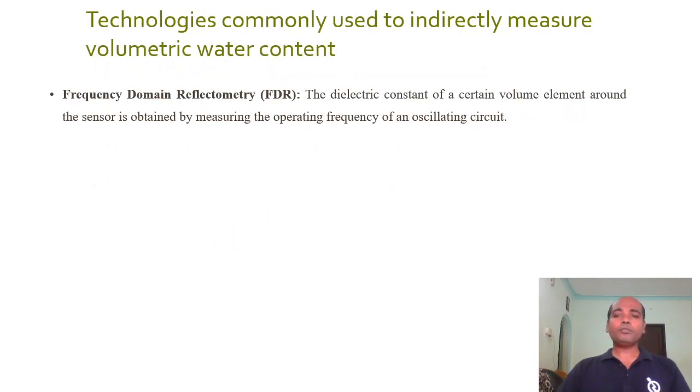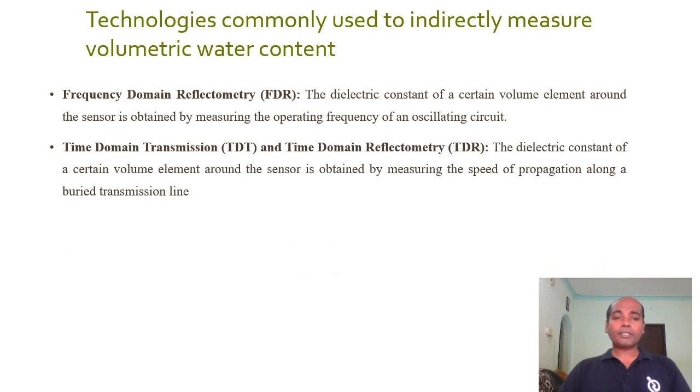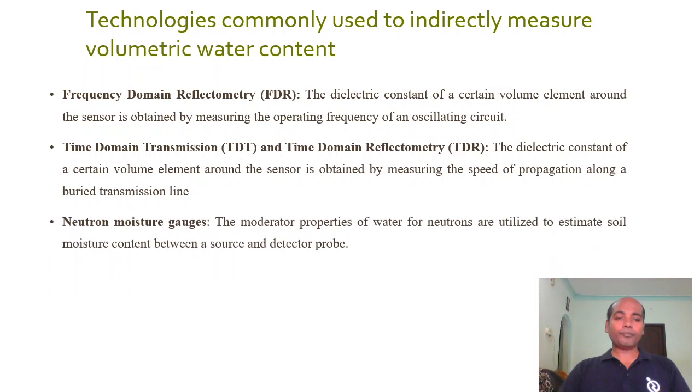There are some commonly used methods for measuring soil moisture indirectly. Technologies commonly used to indirectly measure volumetric water content are frequency domain reflectometry, commonly called FDR. The dielectric constant of a certain volume element around the sensor is obtained by measuring the operating frequency of an oscillating circuit. Then there is time domain transmission or time domain reflectometry, TDR. The dielectric constant of a certain volume element around the sensor is obtained by measuring the speed of propagation along the buried transmission line. Neutron moisture gauges: the moderator properties of water for neutrons are utilized to estimate soil moisture content between a source and detector probe.